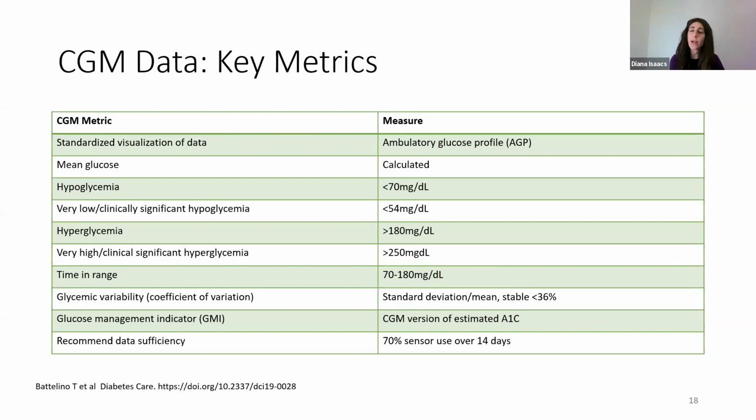Another one that may not be quite as accurate is the GMI, or the glucose management indicator, which is essentially an estimated A1C. And you can imagine, if you're missing half of your data, that may not be quite spot on if you're trying to estimate the A1C from that information.